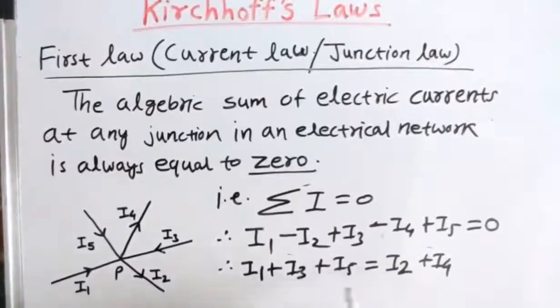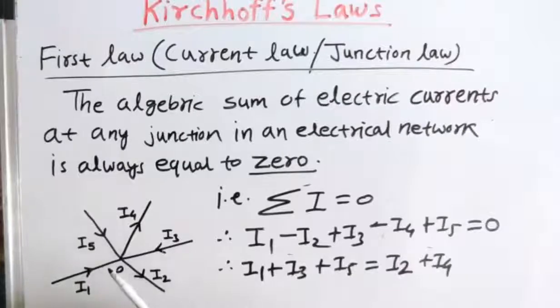Thus from this equation we can see that the total current flowing towards the junction is equal to the total current flowing away from the junction. It means the amount of charge approaching the junction is equal to the amount of charge leaving the junction. Since there is no accumulation, that is, gain or loss of charge at the junction, we can say that this law is in accordance with the law of conservation of charge.